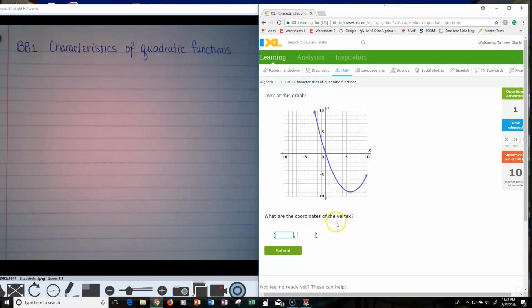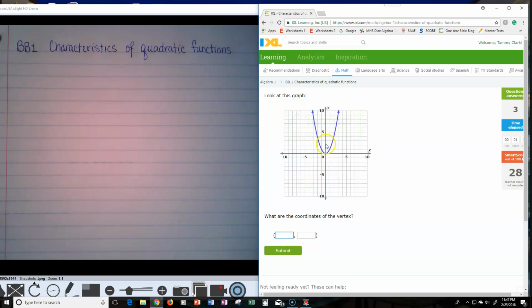Here, what are the coordinates of the vertex? So we're looking for either the lowest point, meaning the minimum, or the highest point, meaning the maximum. Well, this has a minimum, so we just go over. It's at 6, -9. So we put 6, -9, and notice it asks for the coordinates, meaning an ordered pair. Next, what is the y-intercept? Well, here we see that it crosses the y-axis at -2.